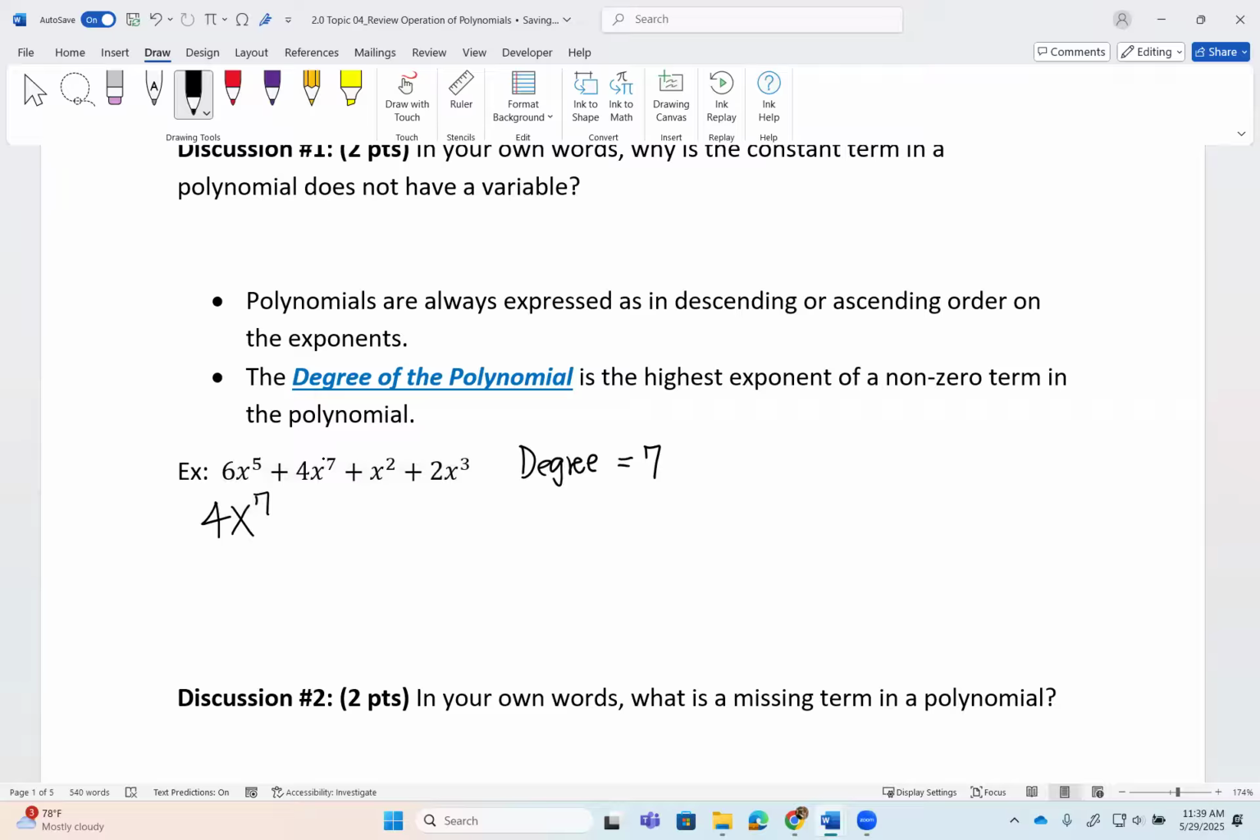So the next term, if we go by the exponent, has got to be 6x to the 5th, and then 2x to the 3rd, and then your x squared term. In this example, I don't have a constant term, okay? So this is actually the way we will write a polynomial, writing the exponents in descending order.